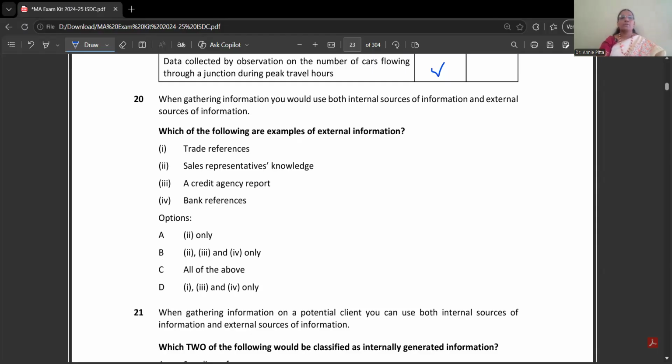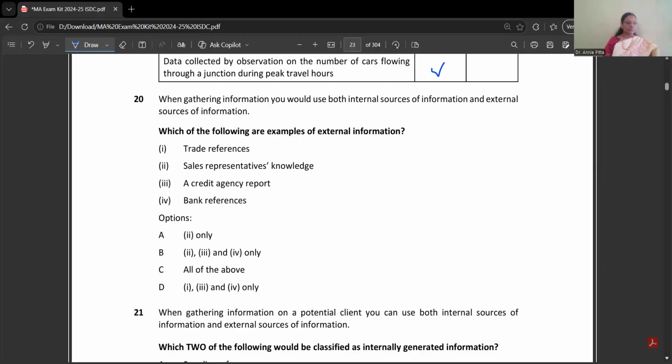So in this case, we are asked which of the following are examples of external information. So somebody who's not part of the organization, the stakeholder is an external entity, and from them, if there is any kind of information collected, we would call that external information. Trade references, sales representatives knowledge, a credit agency report, bank reference.